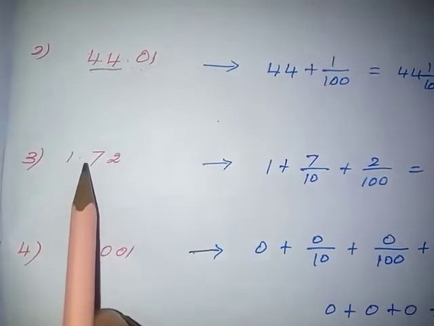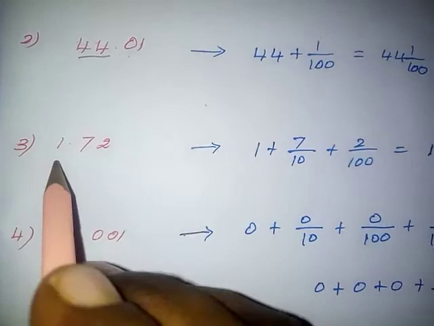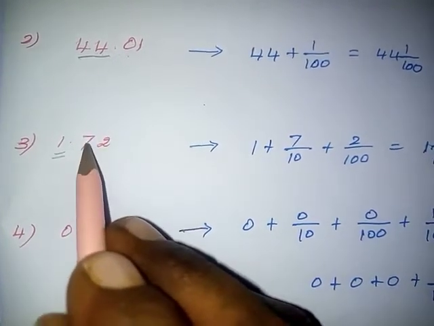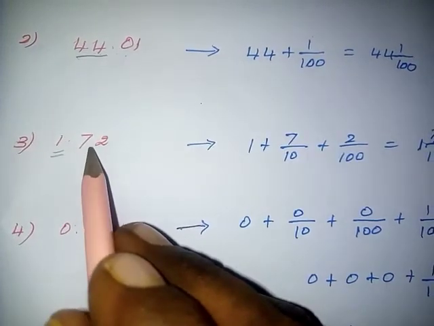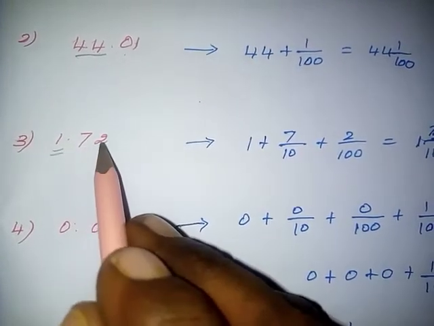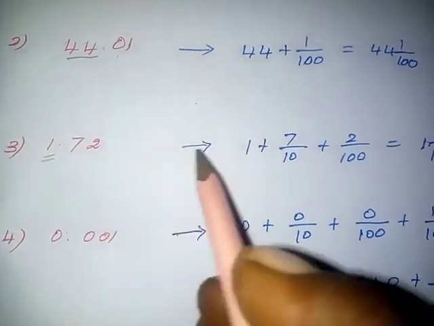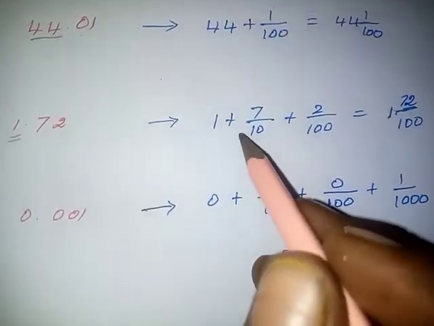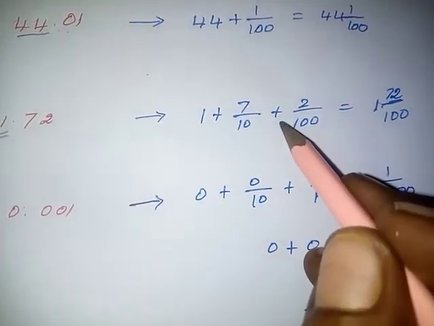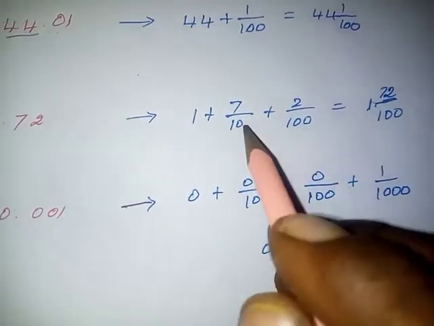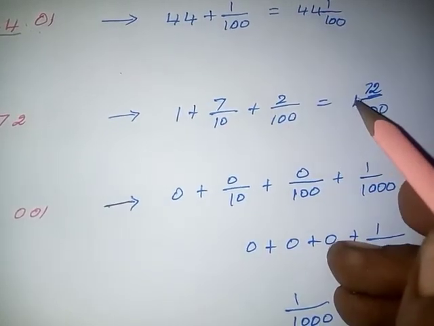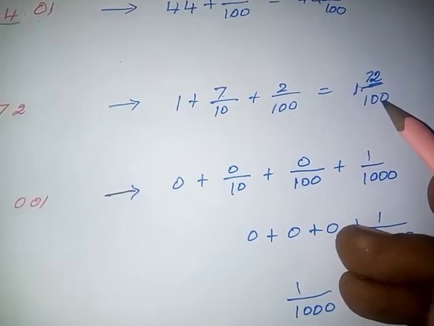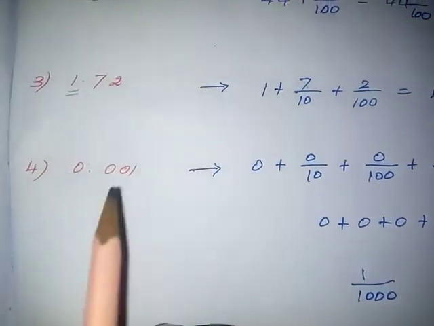Next, 1.72. Here the integral part is 1 and the decimal part is 72. 72 is 7 tenths and 2 hundredths. So the respective fraction value is 1 7/10 and 2/100. So the fraction value is 1 72/100.